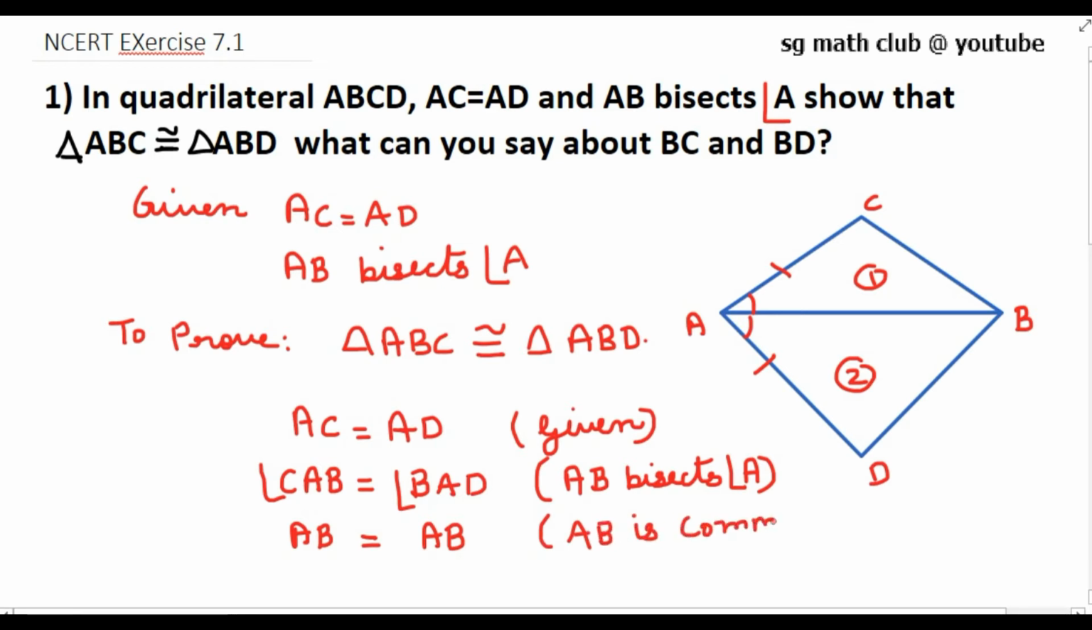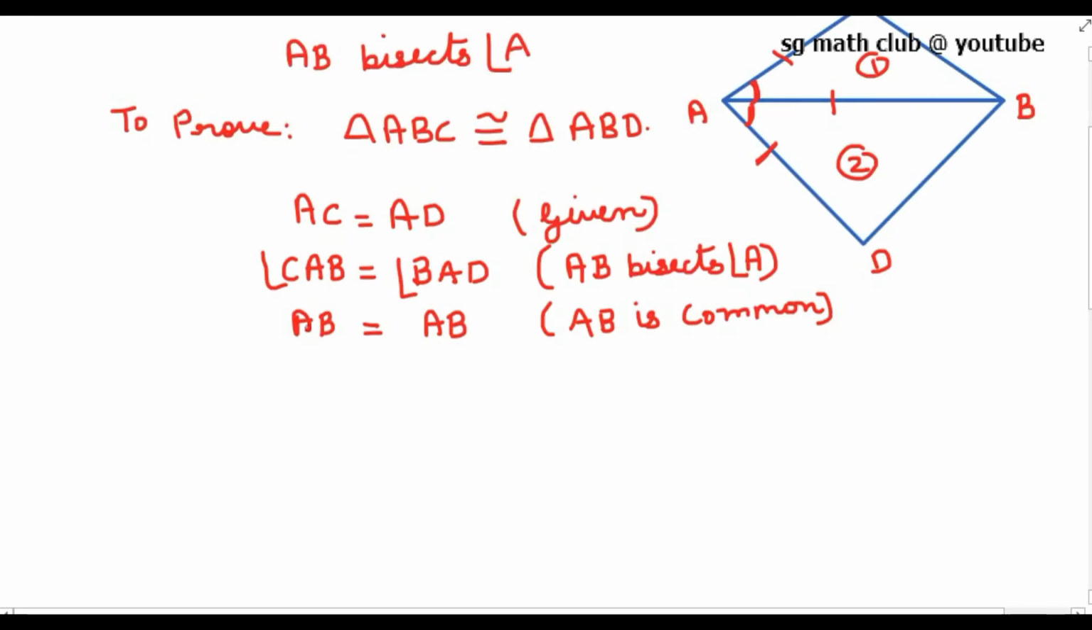So these two triangles are congruent by which congruence rule? Side, angle, side. Two sides and one included angle between those sides. So it is the SAS congruence rule. So we can write triangle ABC is congruent to triangle ABD by SAS congruence rule.